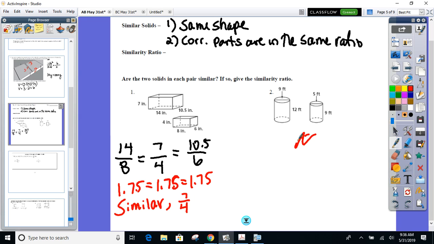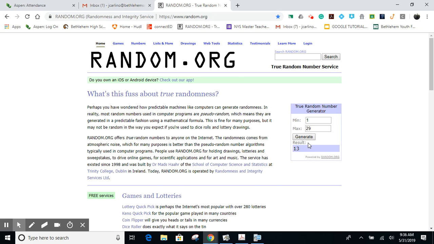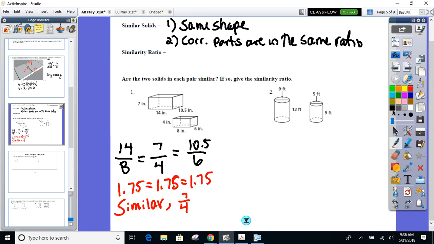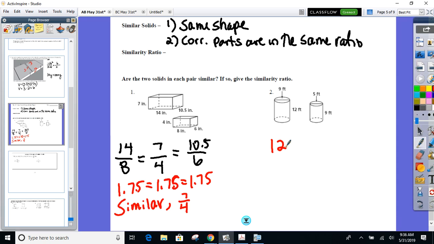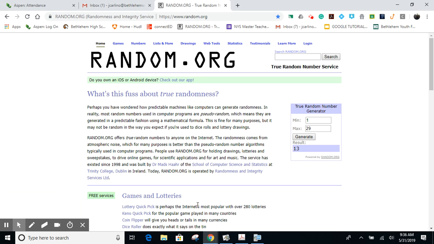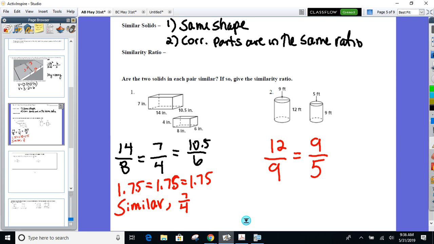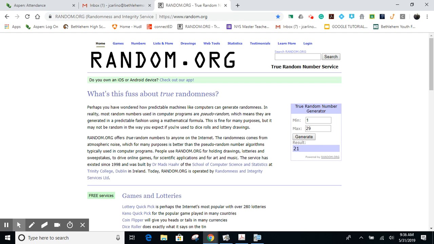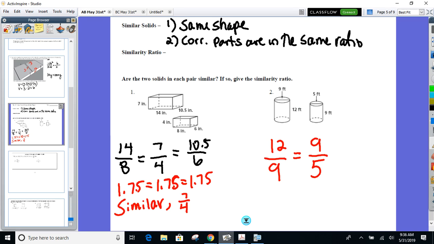How about these cylinders? Similar or not? Well, they're both cylinders. Give me a corresponding dimension for me here. 13, pair of corresponding dimensions. There you go. Does 12 over 9 equal 9 over 5? Equal ratios? Got me. Equal ratios? Nope. So we're going to say those are not similar.